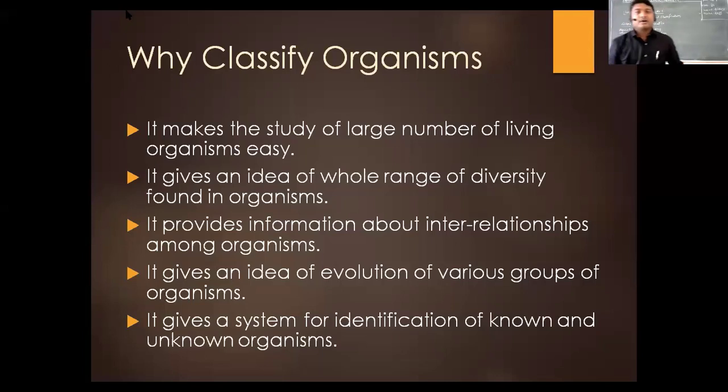So that idea also is going to be given with the help of the classification of the organism, because we know the organisms that have evolved at a similar point of time are going to be placed in a group or taxon that are nearby. The last point is that it is going to give a system of identification of known and unknown organisms. All the organisms that we know will be placed in a taxon, and something that we do not know has to be placed in one particular group or taxon. So these are the reasons why we need to classify the organism.